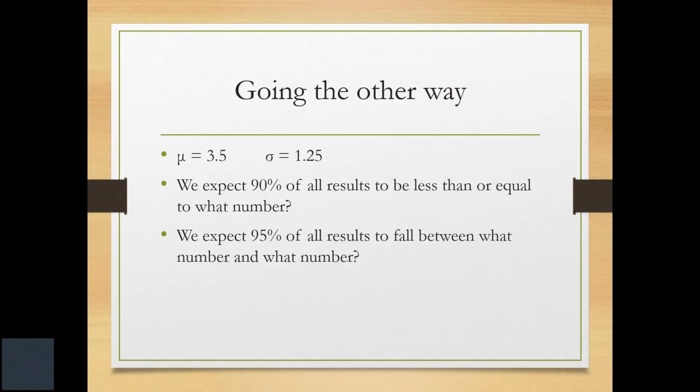So remember we had a mean of 3.5 and a sigma of 1.25. So we expect 90% of all results to be less than or equal to what number? Remember, we can do z times sigma plus mu equals our x. So if we have 1.28 times 1.25, and then we add 3.5, we get 5.1.